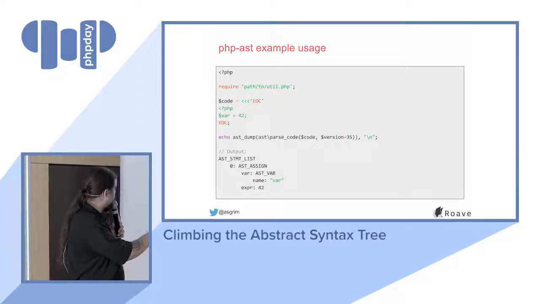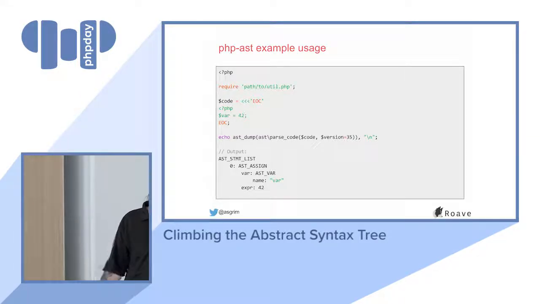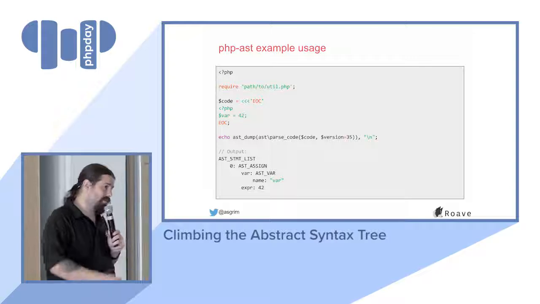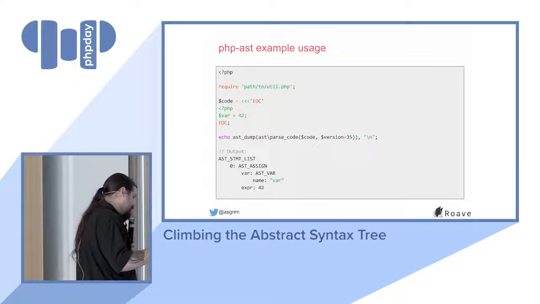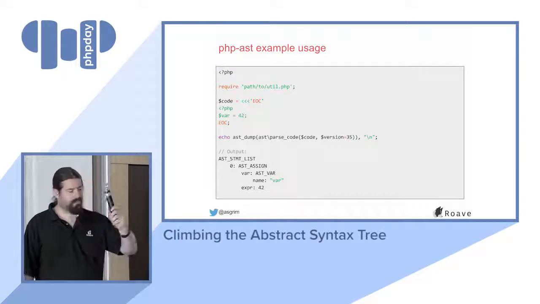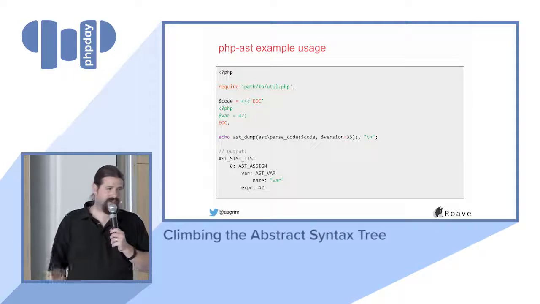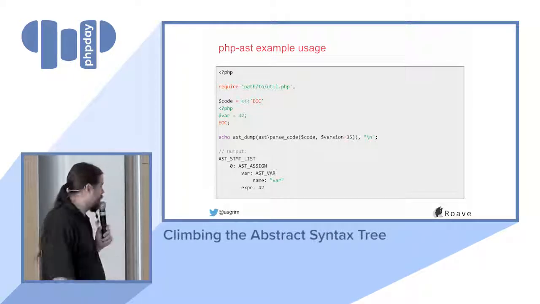But parse code is the function that does all the work. It takes that code that you've given it, it runs it through the lexer, the parser, and we get the AST back out, basically. It's all represented as objects, so you can go ahead and traverse through those however you might see fit.